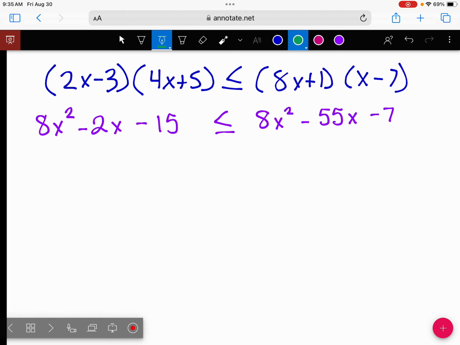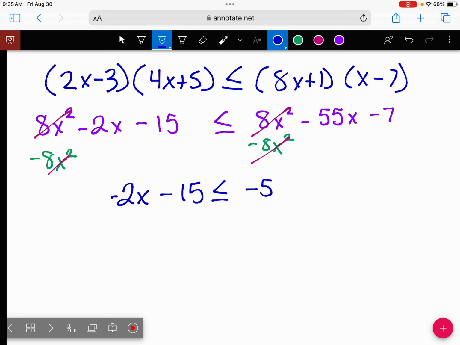Yeah, I'm going to try and get my x squareds together. And that's really going to help us. Because if I subtract 8x squared from both sides, what's going to happen? They cancel out. They're going to eliminate out. We are going to wind up with no x squareds. We love that. So now I have minus 2x minus 15 is less than or equal to negative 55x minus 7. Now what should we do?